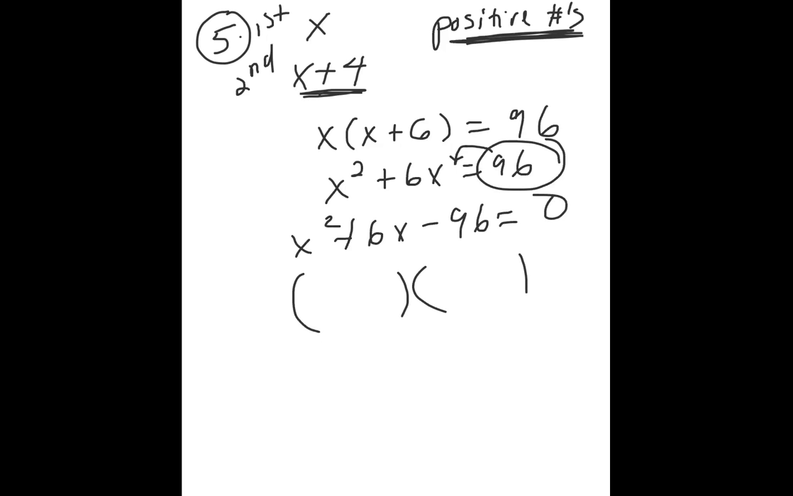So for this one, we want to factor this, guys. We want to find two numbers that multiply to give us negative 96, and when we add them together, we get 6. What are those two numbers? Let me see here. What would be the two numbers?